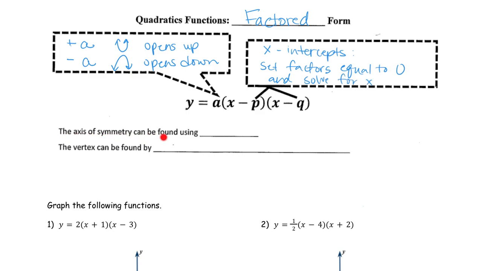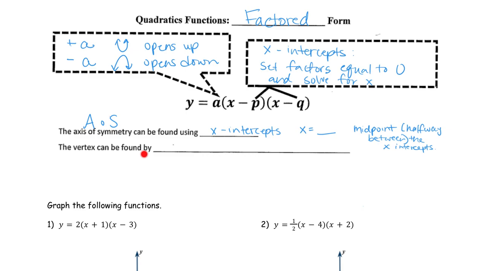The axis of symmetry can be found using the x-intercepts. Remember the axis of symmetry, and we're going to abbreviate that often with AOS like this. The axis of symmetry is a vertical line that goes through the center of the parabola, and it's always going to be x equals. And how we find that, it is the midpoint or halfway between the x-intercepts.